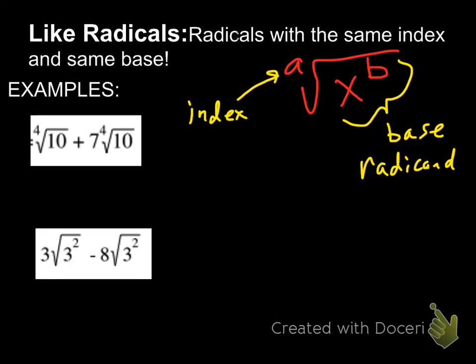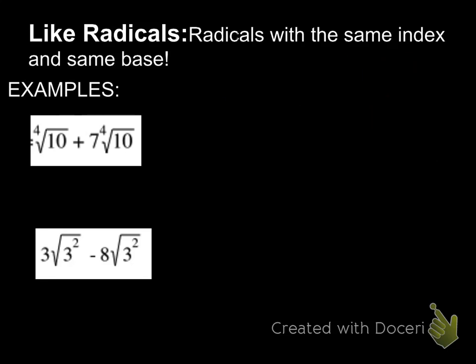I notice that the index on both radicals is the same. I'm taking fourth roots. The number underneath the radical is the same also. It's 10. So what I've really got is 1 times the 4th root of 10 plus 7 times the 4th root of 10. And so I can combine those just like I would like terms. Okay? So since those are like terms, what is 1 plus 7? 8. So this is 8 times the 4th root of 10.